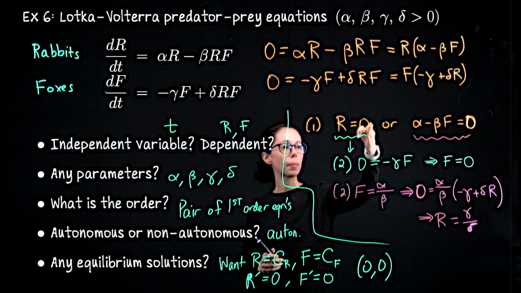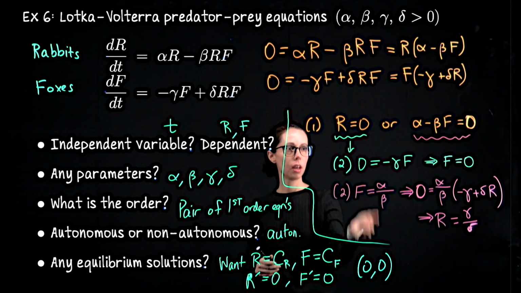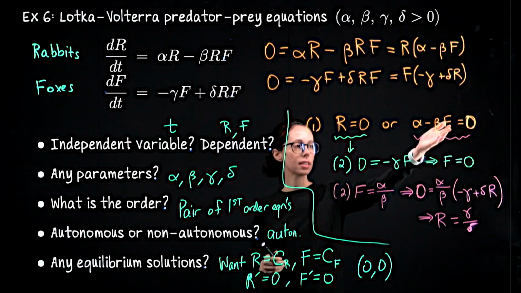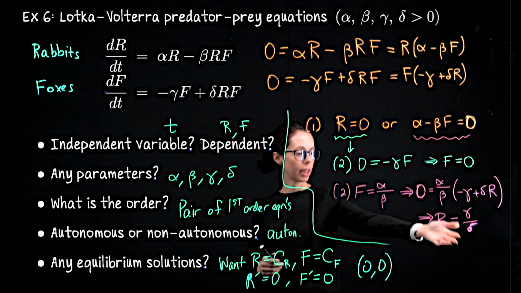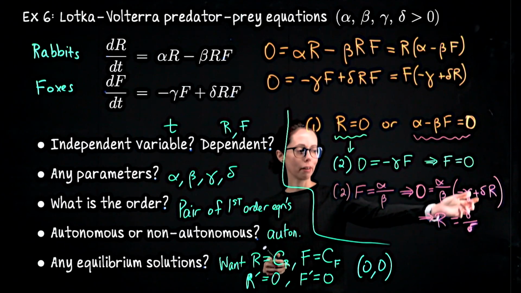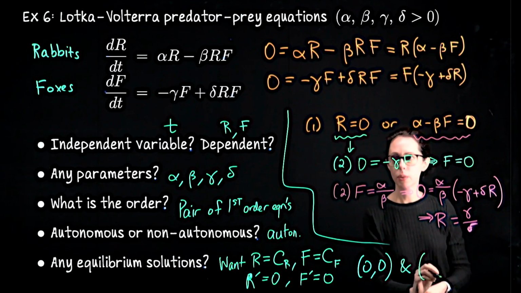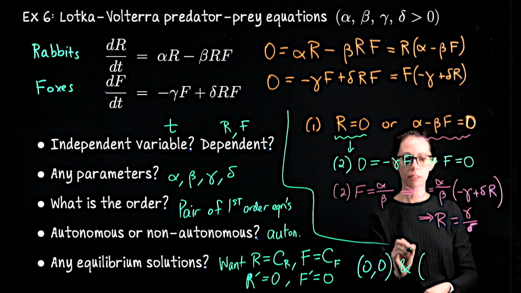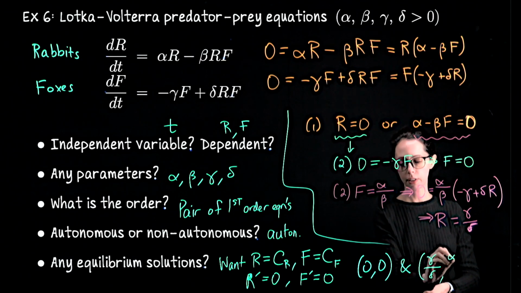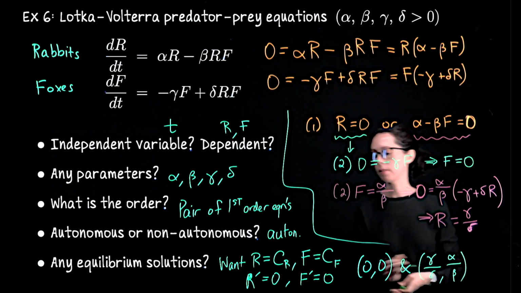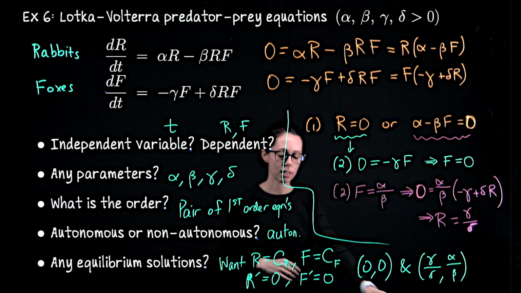And those are the only ways to combine situations and have both of these equations simultaneously equal to 0. So if rabbits was 0, it had to be the case that foxes was also 0. That's what we have here. Otherwise, if the fox population was the number alpha divided by beta, it would have to be the case that the rabbits were the number gamma divided by delta. So we've got this equilibrium solution as well: gamma over delta for the rabbits and alpha over beta for the foxes. I'm putting rabbits first and foxes second to match the ordering of this differential equation.